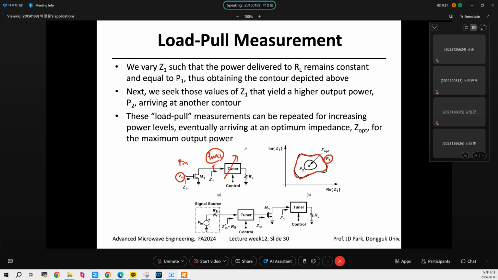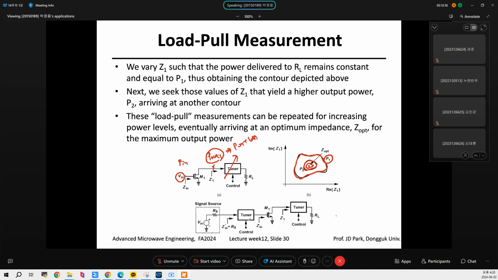So once we change this to P out plus 1 dB more, we draw again, 1 dB more, draw again, and if it doesn't change, then this is optimal. This is how we get the load pull. So the load is just pulled by using a tuner, that's it.